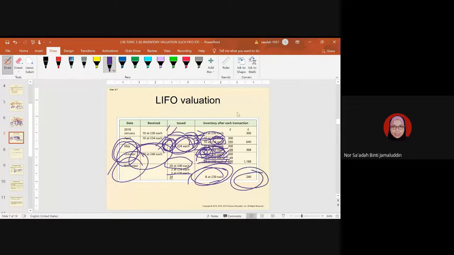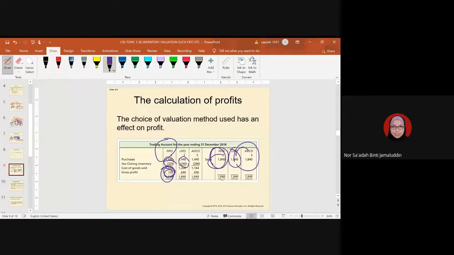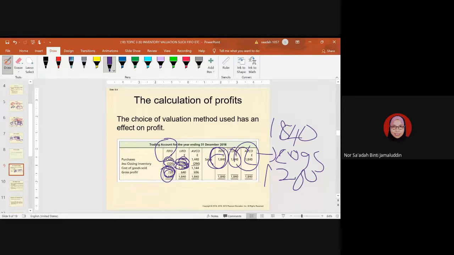Baki 240. So 240 you should bring it to your closing inventory here. You get the cost of goods sold 1,200. In order to calculate the gross profit, you should put your sales 1840 dalam format untuk statement of comprehensive income tu kan. Sales must be minus by cost of goods sold. This is the summary of your trading part. Cost of goods sold is 1,200. You will get your gross profit.